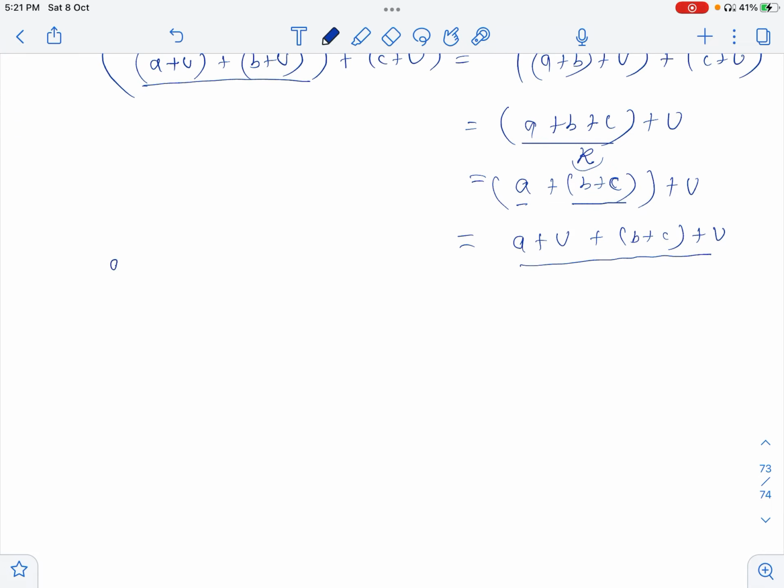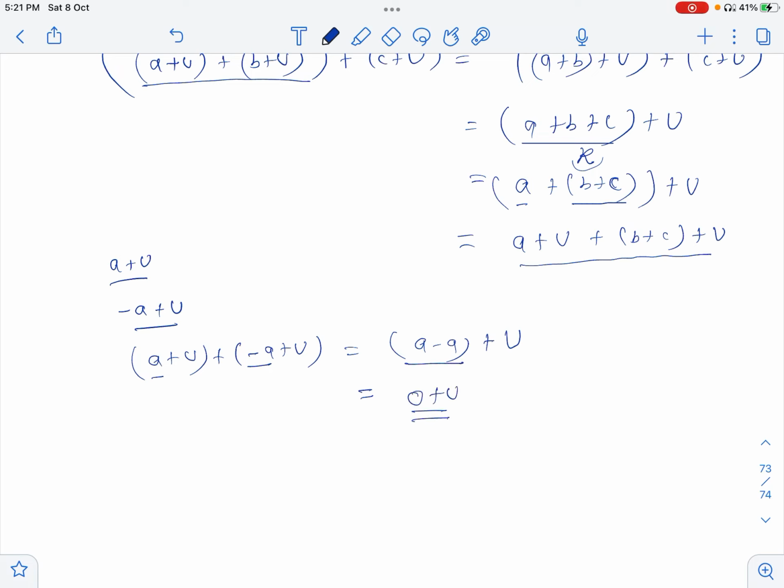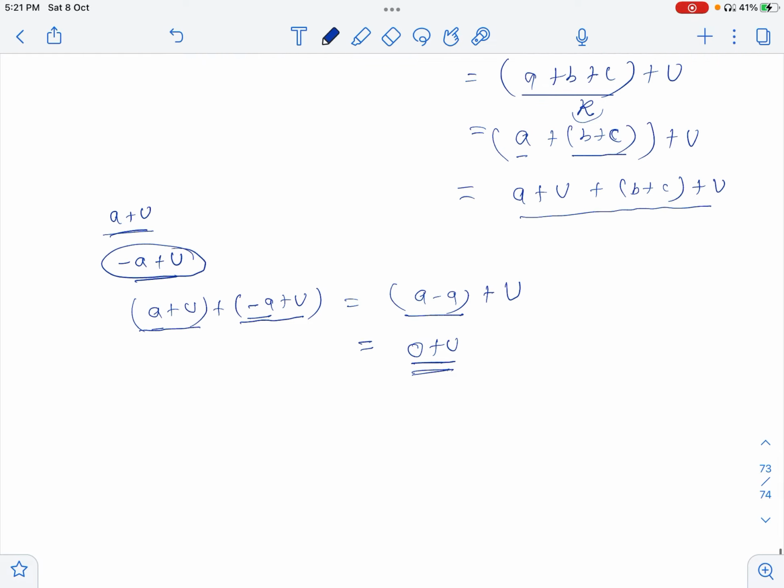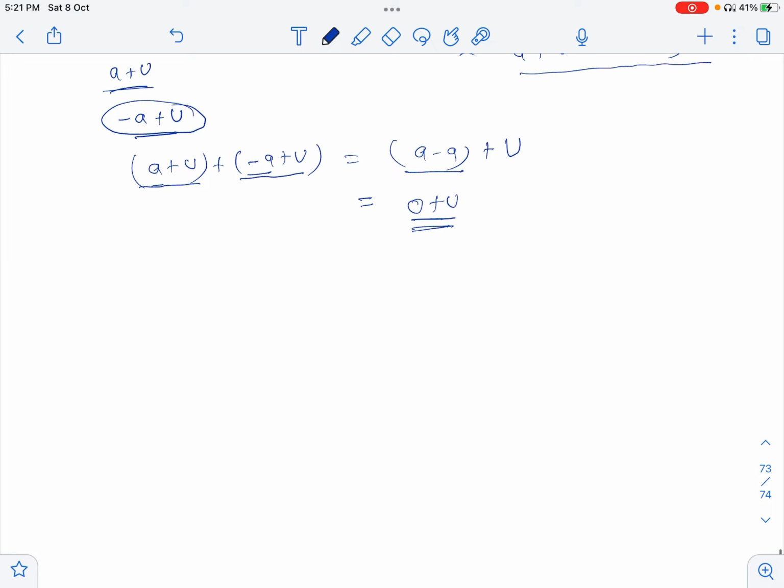For the inverse of a plus U, let us assume that minus a plus U is the inverse of a plus U. So (a plus U) plus (minus a plus U) is equal to a minus a plus U. From the first composition, as we have defined, we can combine these two, and this becomes 0 plus U, which is the identity. That means if you operate a plus U with minus a plus U, we get the identity. That means minus a plus U is the inverse of a plus U. That means every element has an inverse with respect to addition.